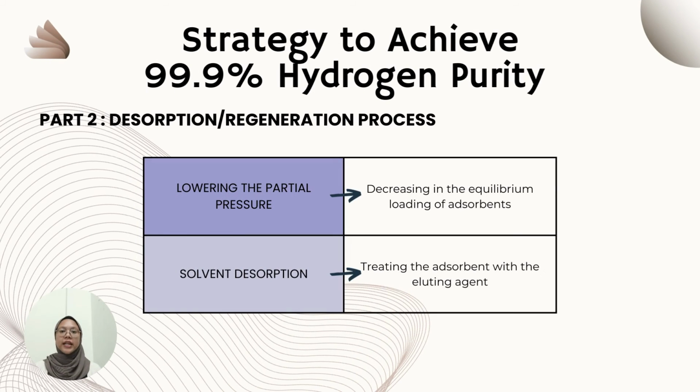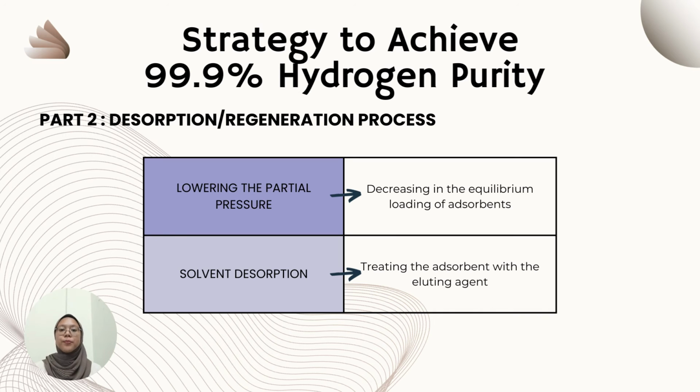In addition to that, for the second part, I will present to you 2 strategies for the desorption or regeneration process. Firstly, regeneration can be done by lowering the partial pressure of the selectively adsorbed component over the adsorbent. Since the PSA used is at higher pressure, the reverse action will have a reverse impact on the adsorbents. By doing this, the equilibrium loading of the adsorbent will be decreased.